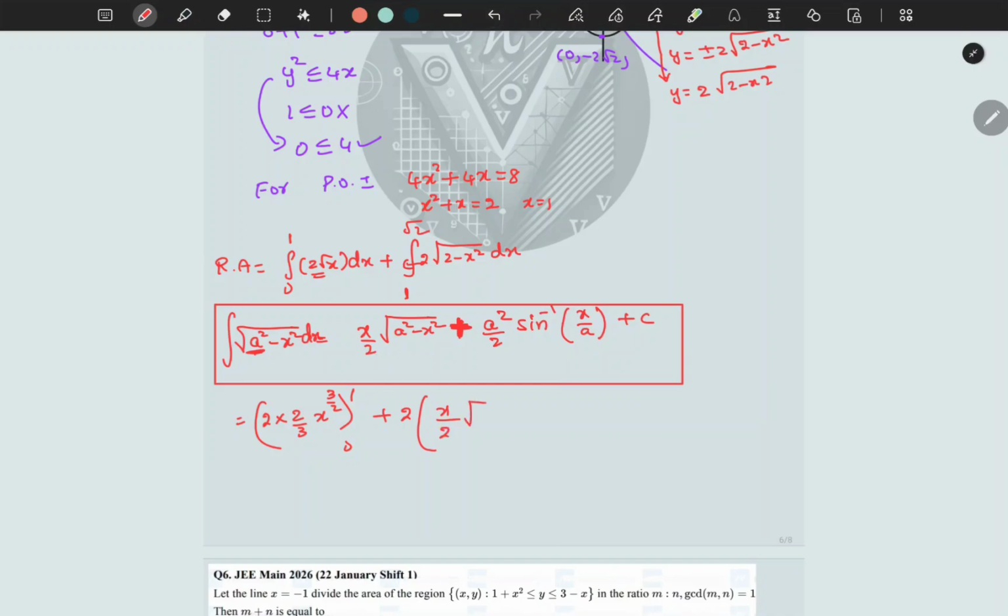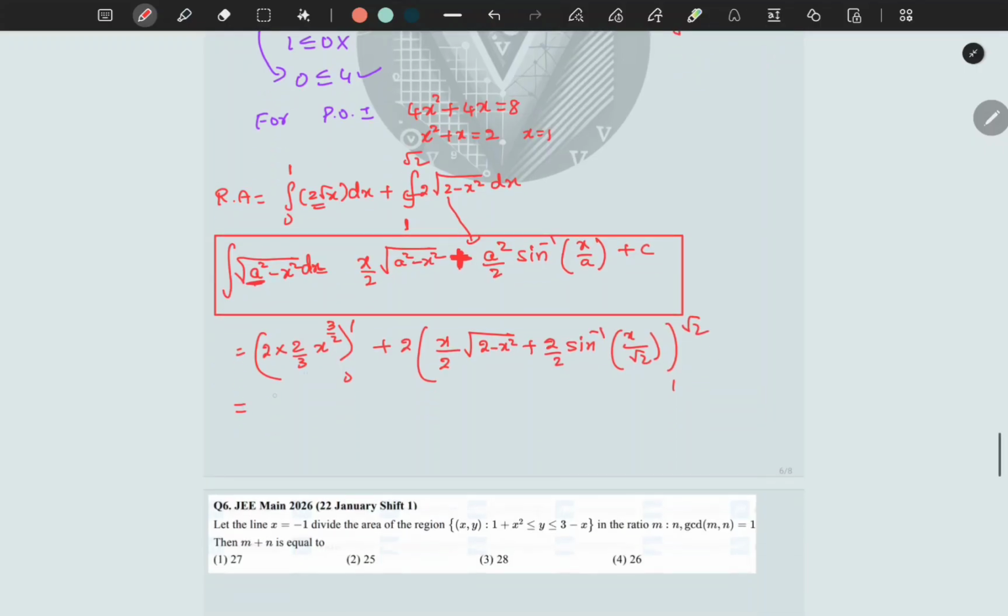So this should be x by 2 under root a square minus x square, which is 2 minus x square, plus, now a square is 2, right? So we will be writing 2 divided by 2 sine inverse of x divided by a, a square is 2, so a should be root 2. I hope this is clear, right? And the limits are from 1 to root 2.